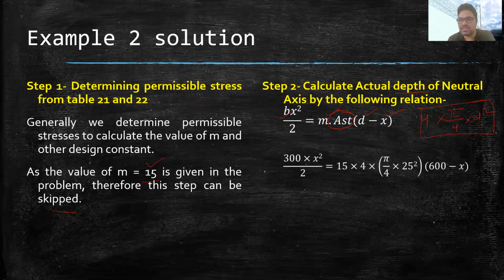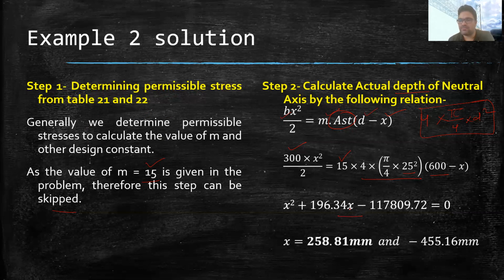So after putting all the values here, you can see 300 is the value of B, value of M is 15, AST I have already written 4 into pi d square by 4, dia of bar is 25 mm, and the value of D, which is 600 minus X. So after solving, again we will find a quadratic equation. So again, we will solve this quadratic equation, and the value of X will be found in 2 terms. One will be the positive value and second will be the negative value. Well, negative value again has no significance. We will adopt the positive value. So here the value of X is 258.81.